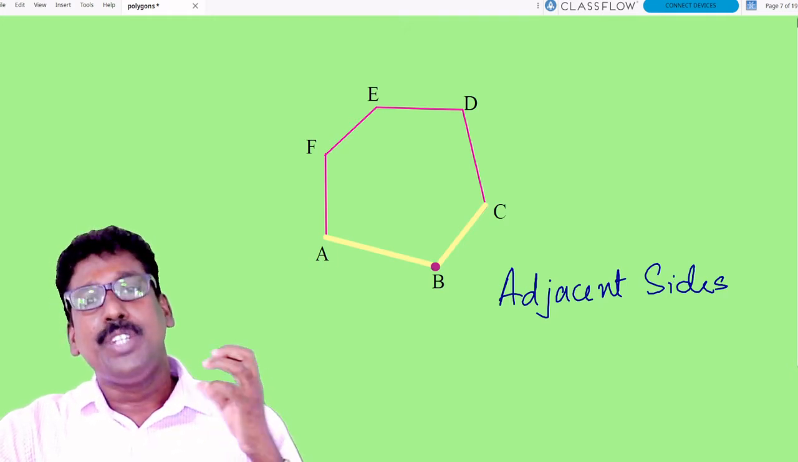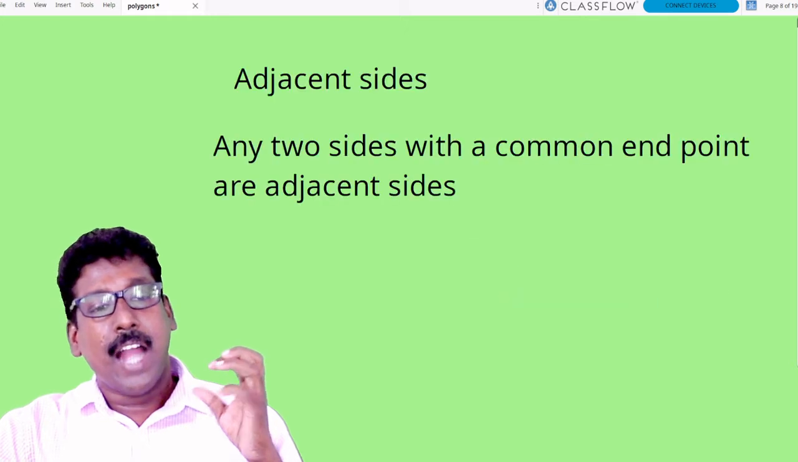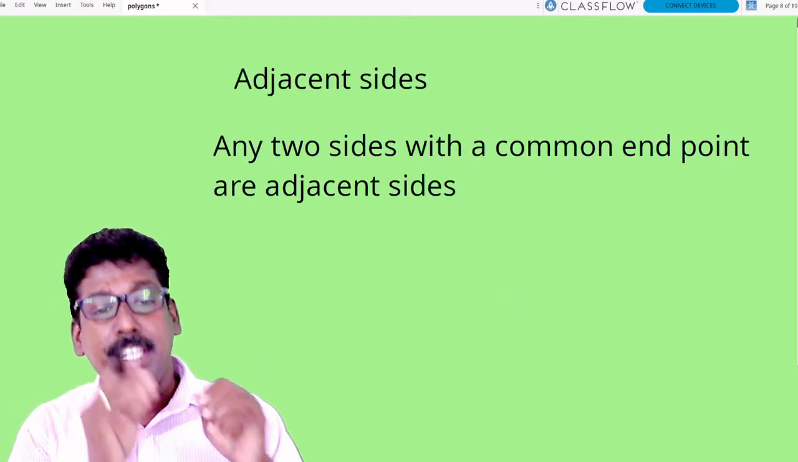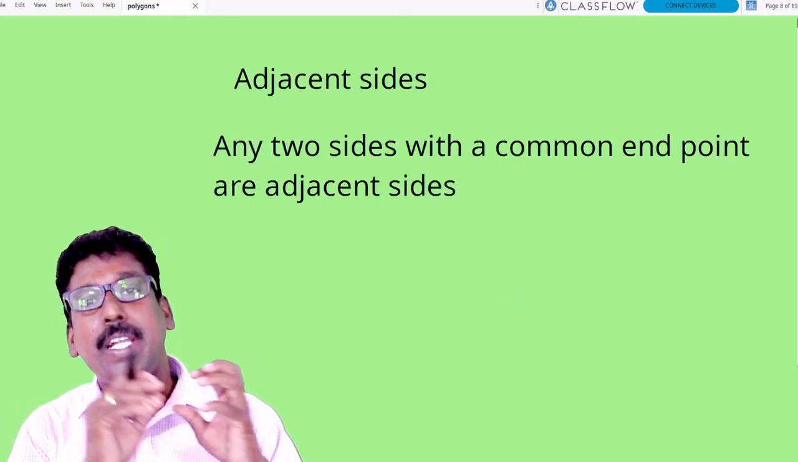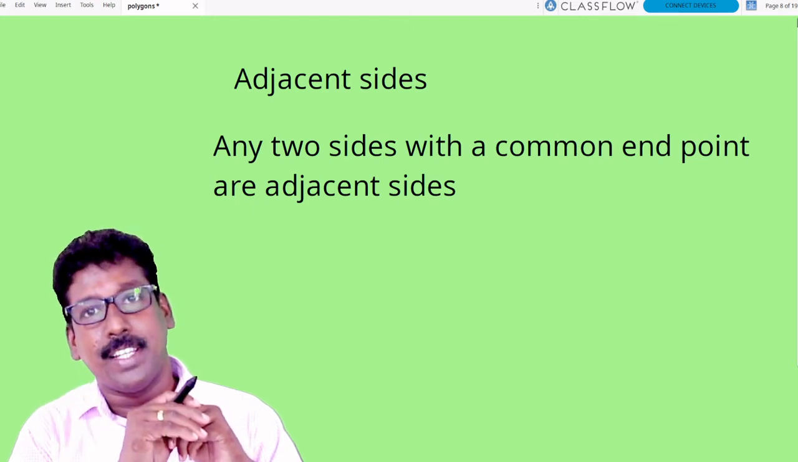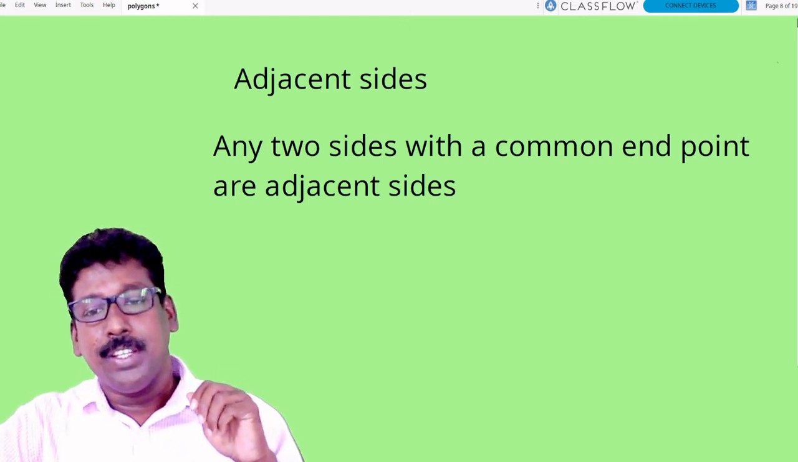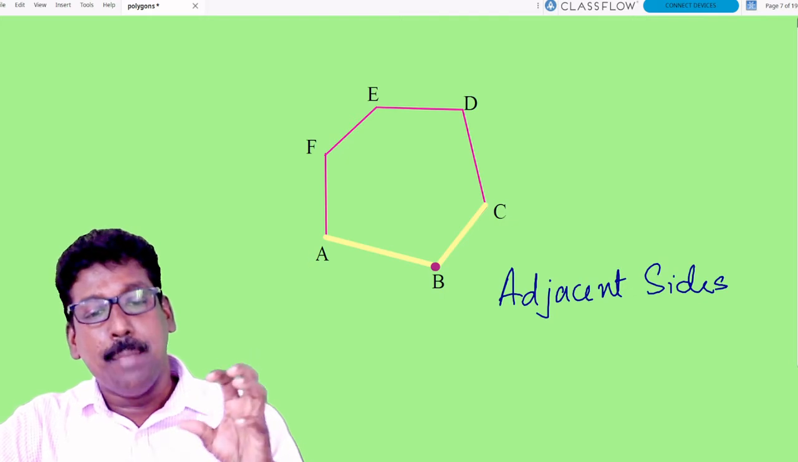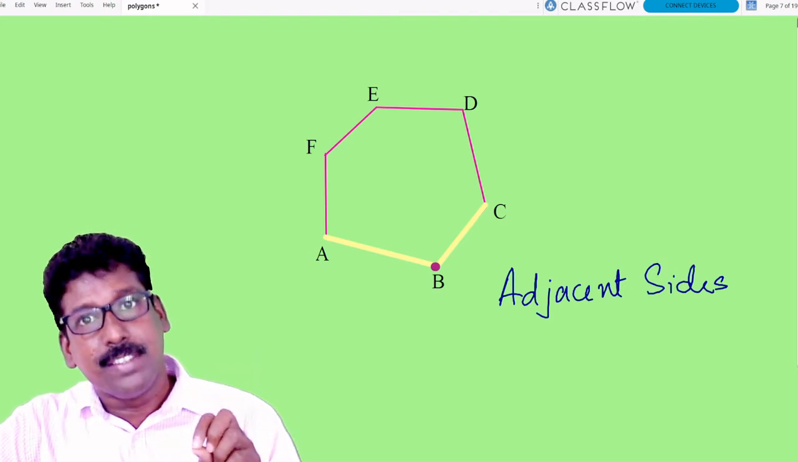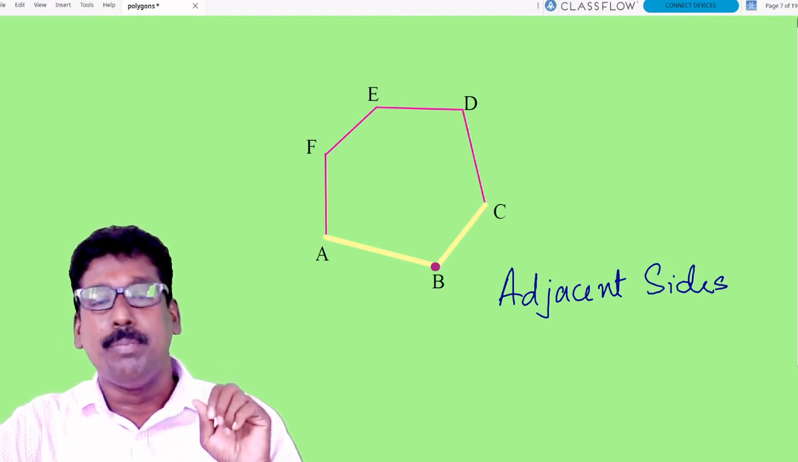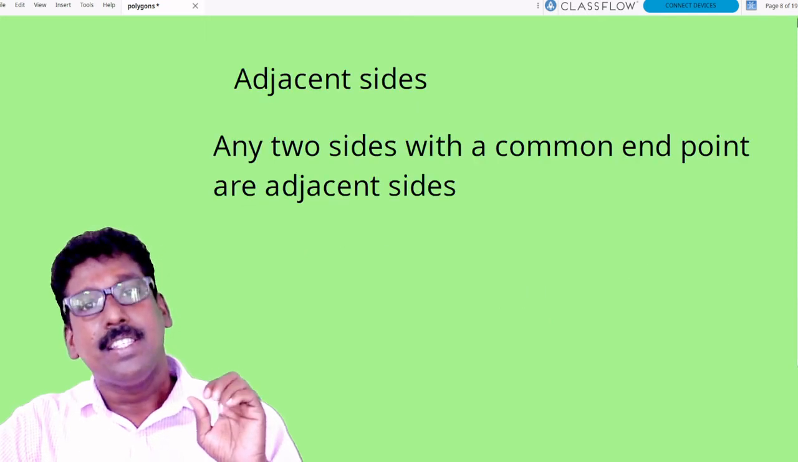So how can you define adjacent sides? Any 2 sides with a common endpoint are adjacent sides. Here you can see for AB and BC, B is the common endpoint, so AB and BC are adjacent sides.